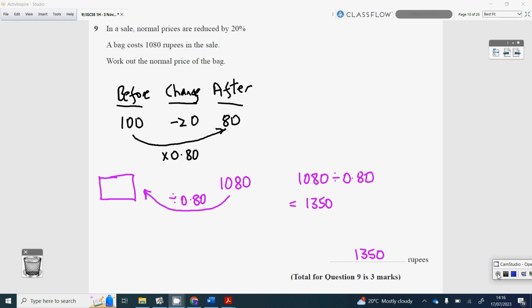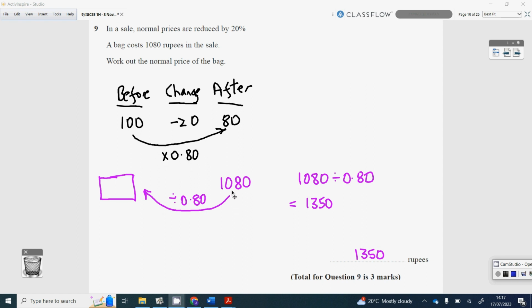Question 9. Now, whenever we have these percentage change questions, I like to just set up your 3 columns. So before the change itself and after, and always put your 100% in the before column. Now, we're told that the prices are reduced by 20%. So we're going to take 20 away from 100. 100 take away 20 is 80. Now, think about the multiplier. What would you multiply 100 by to get 80? Well, 80 divided by 100 is 0.8. So if we're trying to go from before to after, we would multiply by 0.8.